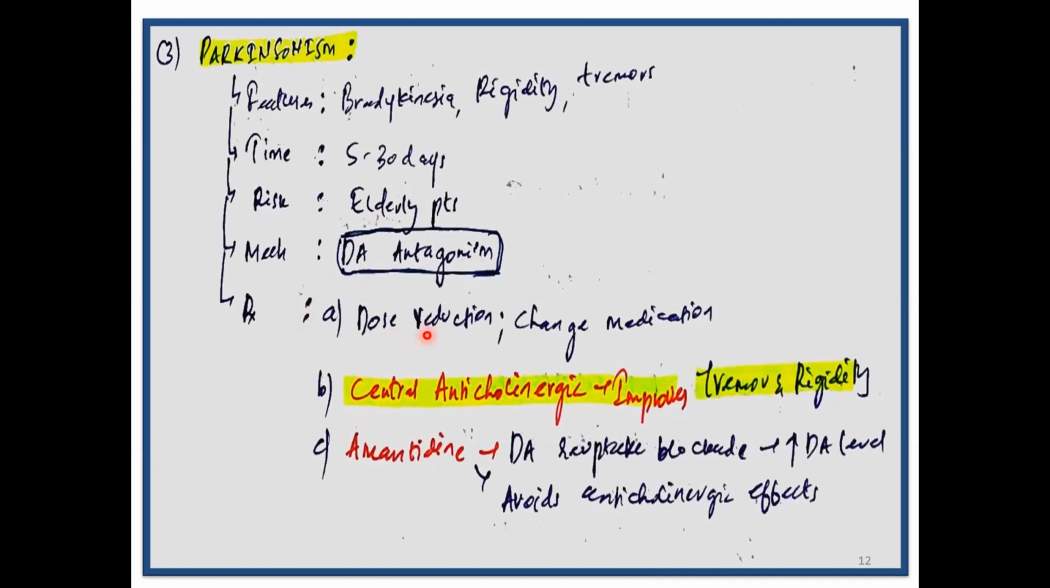The treatment strategy is to either reduce the dose of the drug or change the medication from typical to atypical antipsychotics, which have a lesser tendency of blocking D2 receptors. And since there is increased central cholinergic activity, central anticholinergic drugs come into the picture, and they mostly improve the tremors and rigidity components of Parkinsonism. However, anticholinergics may have peripheral side effects. To avoid those, amantadine can also be used, which increases the dopamine level by its mechanism of dopamine reuptake blockade.